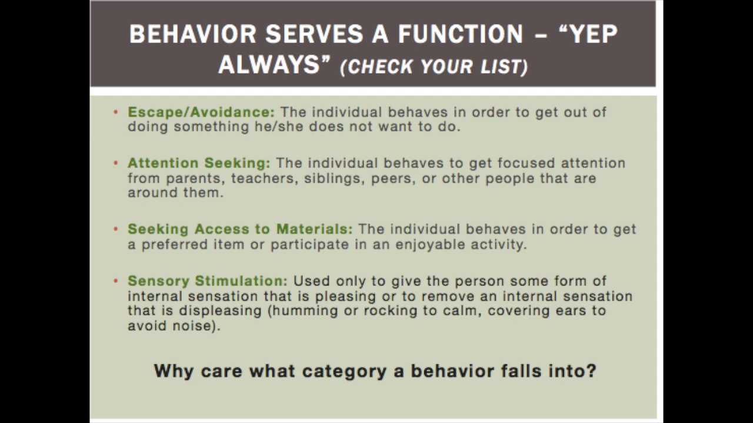And then the final function of behavior is sensory stimulation, which is very specific to, for example, someone taking their shirt off because the tag is itchy. So the behavior is their shirt is taken off. The reason they're doing it is because their tag is itchy. Or someone puts their hands over their ears. The behavior is hands over ears. The reason they're doing it is because something is too loud.